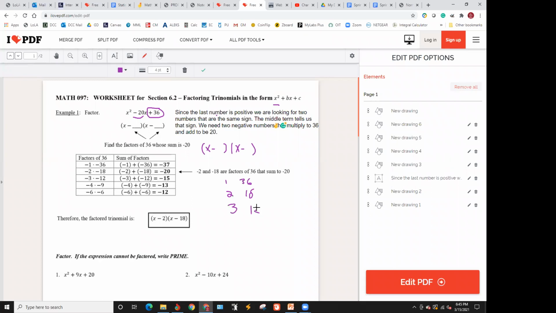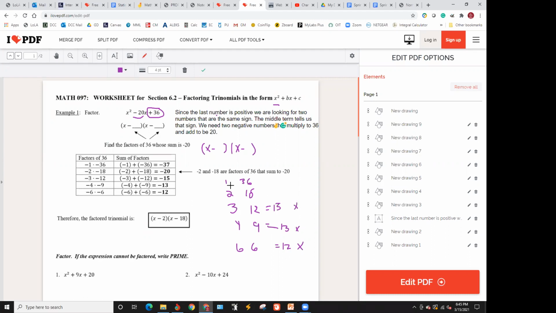So here's all the factors of 36, 4 times 9, and 6 times 6. So down here, if you add these up, it's 12. So that's not them. 4 plus 9 is 13. So that's not our pair. 3 plus 12 is 15. That's not our pair.